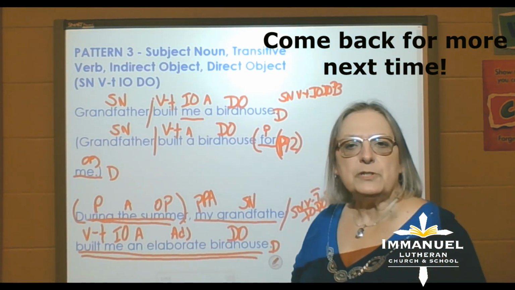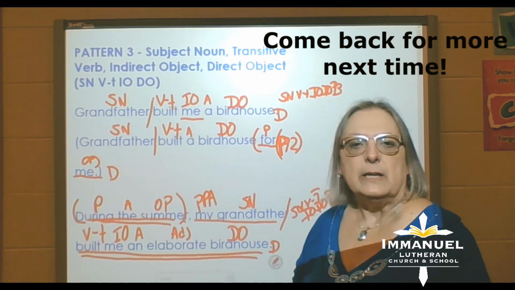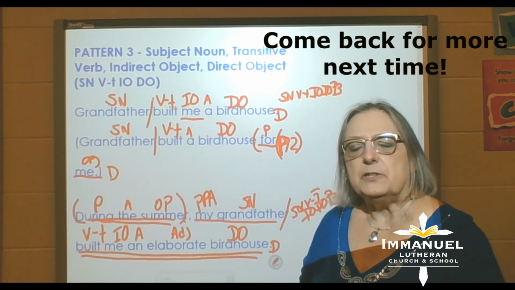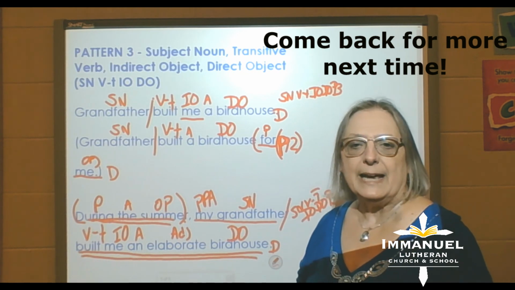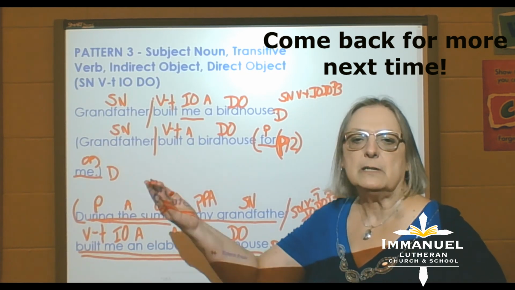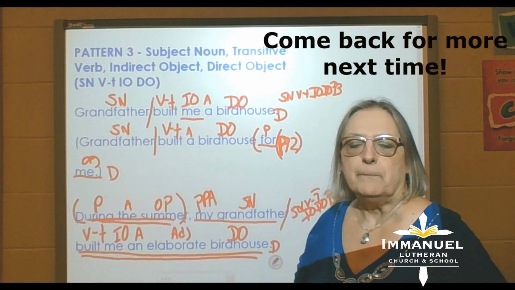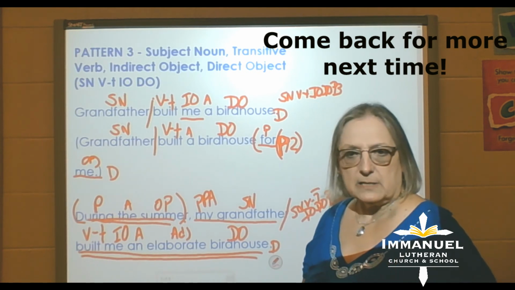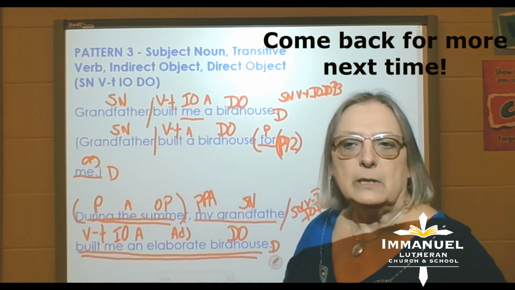So patterns 2 and 3 use action verbs, but they use transitive action verbs that carry the action from the subject to the direct object. In the next 2 patterns, next time, we're going to talk about a different kind of verb called a linking verb.